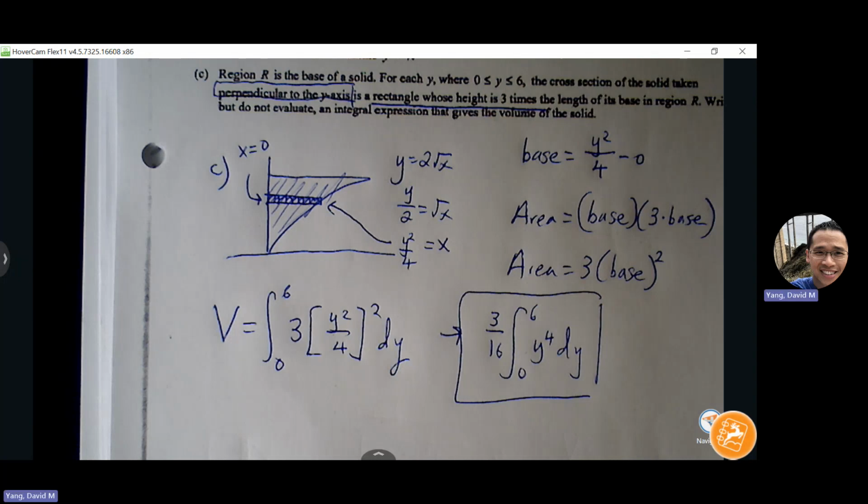Okay, 24 is also a non-calculator. So there's going to be a little u-substitution that I want you to show your steps for there for part A.